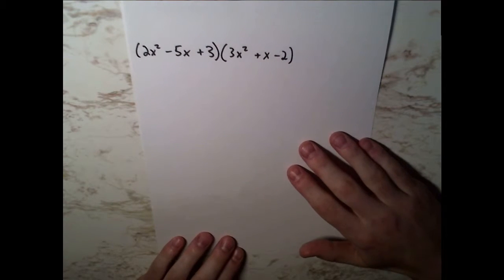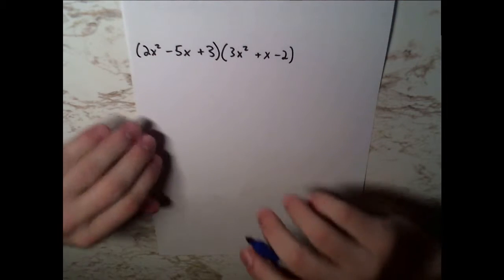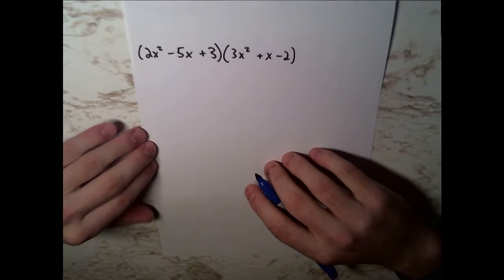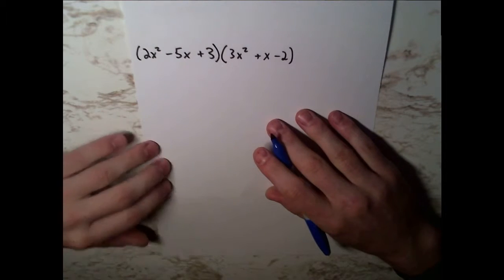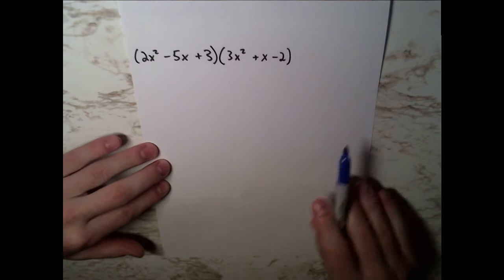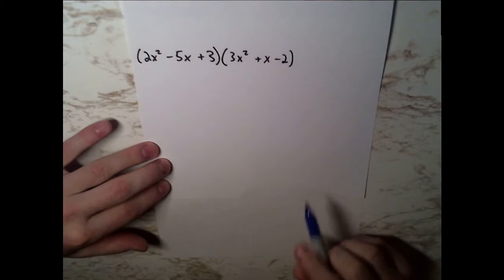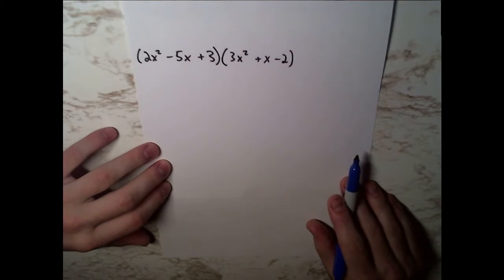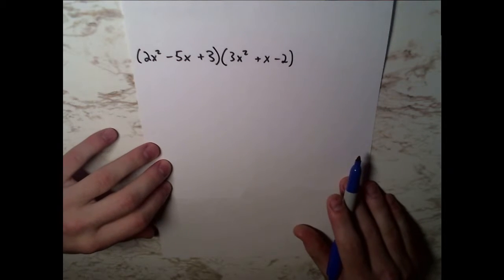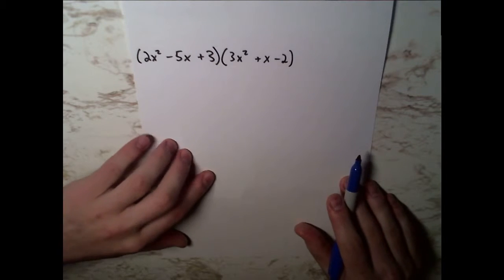Okay, so this is going to be an example of a little bit more complicated multiplying two polynomials together. Here we have two polynomials that each have three terms, so we can't use FOIL anymore. FOIL is something that you only use for polynomials with two terms. But we're going to follow the same rule.